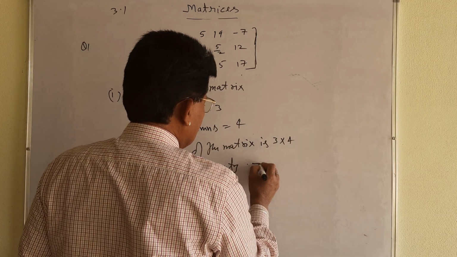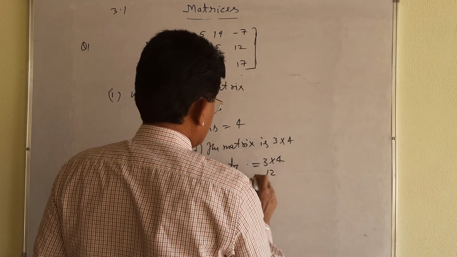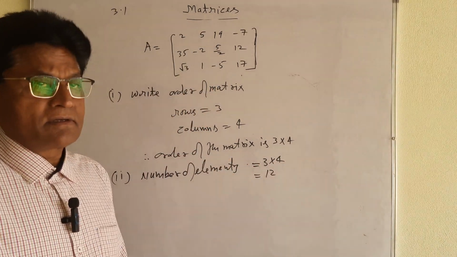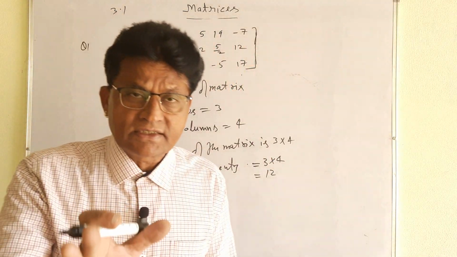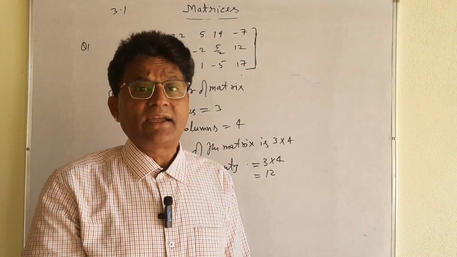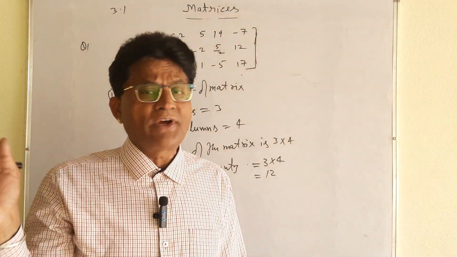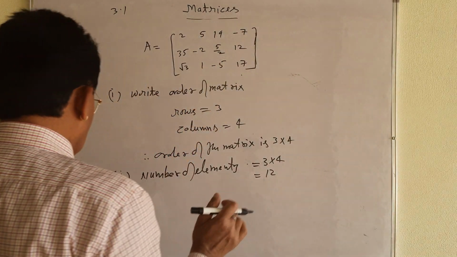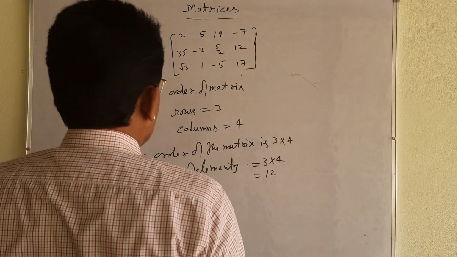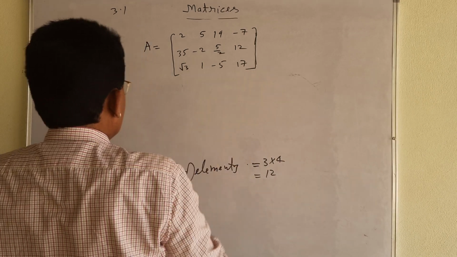How many are there? It will be equal to 3 by 4, which means 12 elements. You can count, there are 12 elements in this matrix. I am telling you the basic things, that is why you must understand them, because you will have to use these things frequently to find the solution of other questions. Okay, let me take the third part of it. What is the third part?